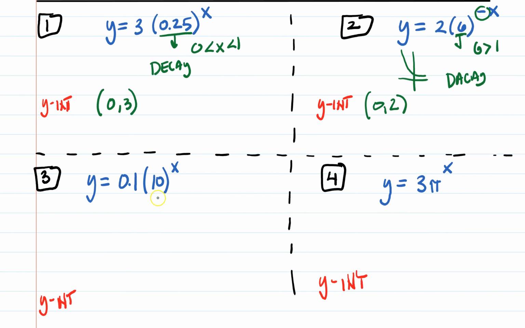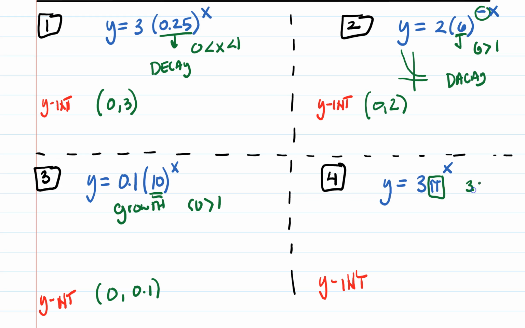Number 3, I have the base 10 raised to the power of x. So I'm going to have exponential growth because my 10 is bigger than 1 and my exponent is positive. And the y-intercept here is going to be (0, 0.1), since I'm going to plug in a 0 for x and solve.